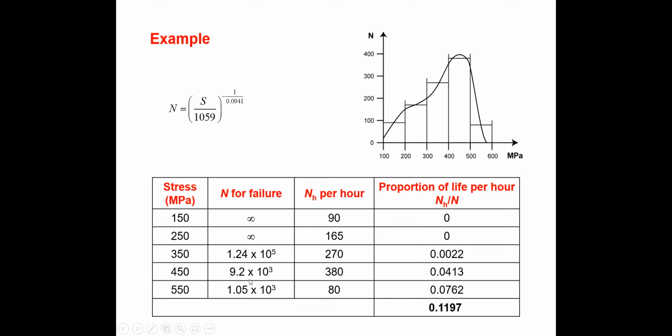Then find the total number of cycles to break and the applied number of cycles, put them in here, get the ratio and get the total. This total.